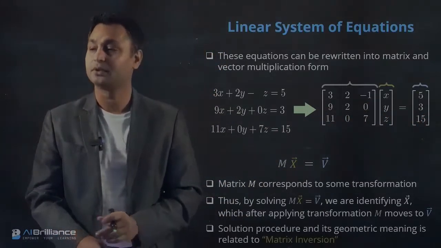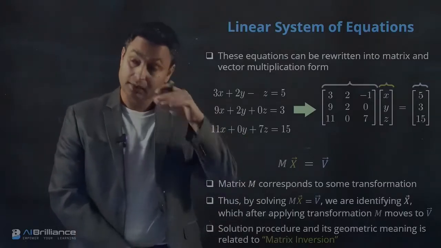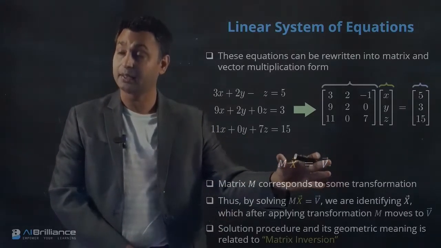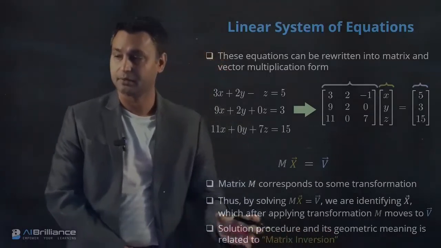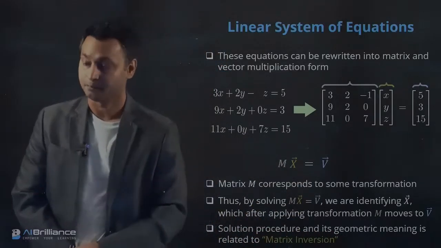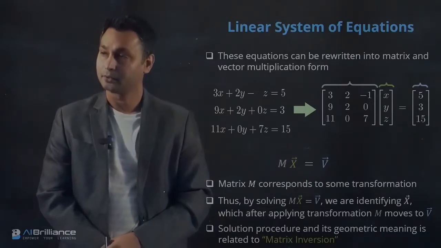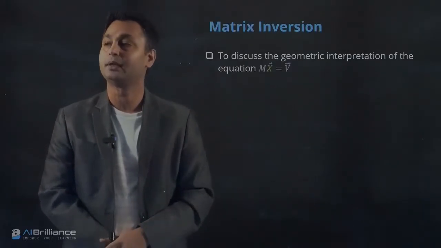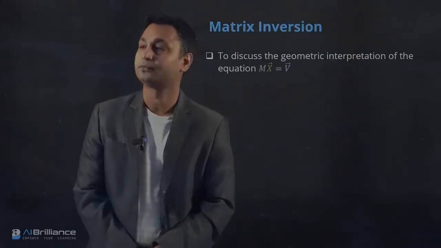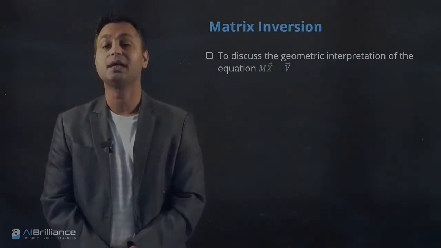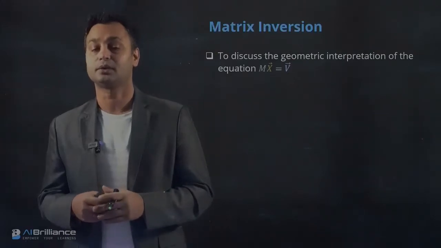So in order for us to understand how this is done and how it is carried out, we need to understand this idea of matrix inversion and the geometric meaning of the matrix inversion. So let's take the same example and try to understand some geometric interpretation of what matrix inversion is, because it is required for us to solve a set of equations.